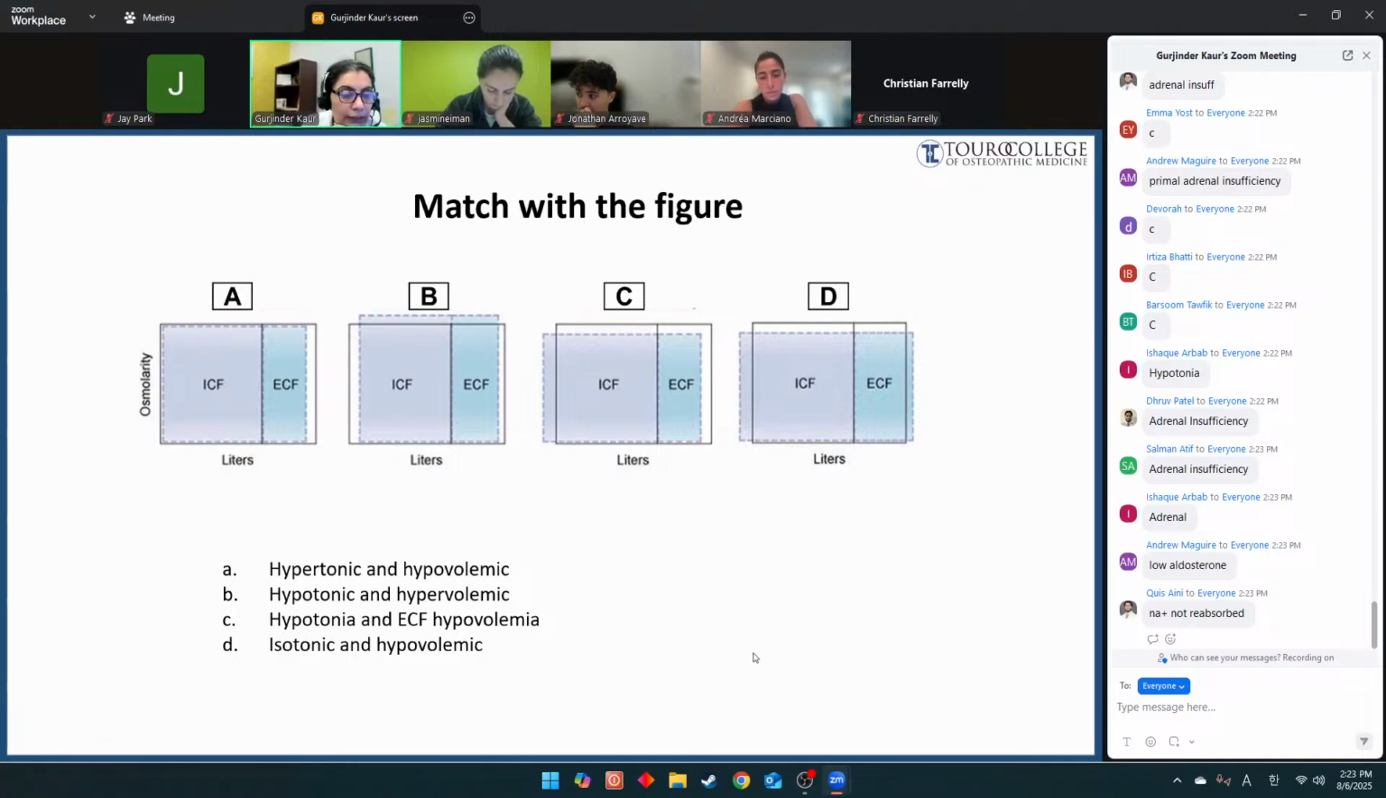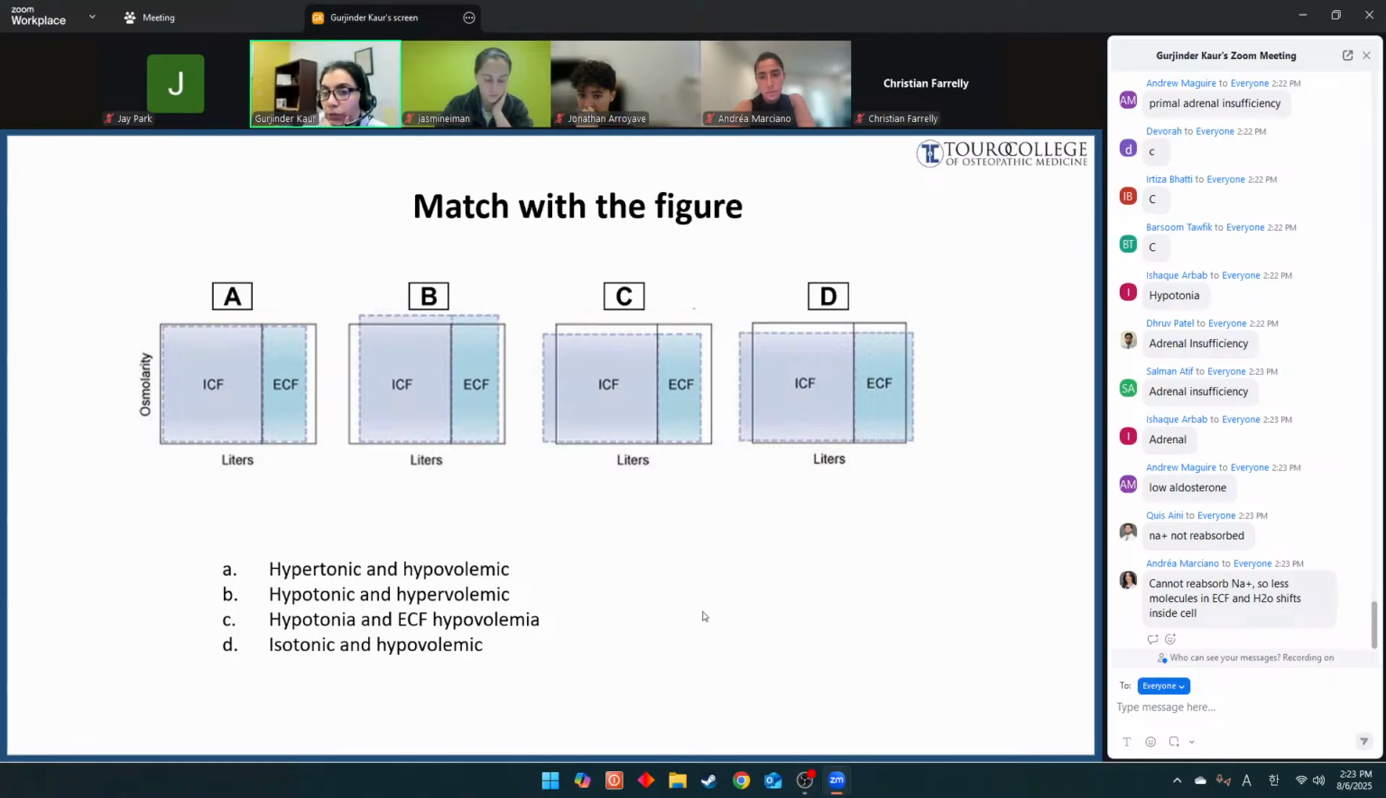Beautiful quiz. Sodium is not getting reabsorbed at the kidney tubules. That's what your aldosterone does for you, right? So it picks up sodium from your distal convoluted tubule, almost 25% there. So this patient is not able to absorb that, right?